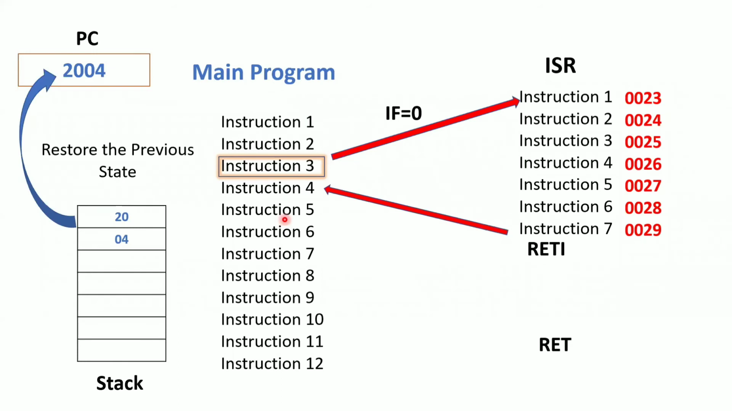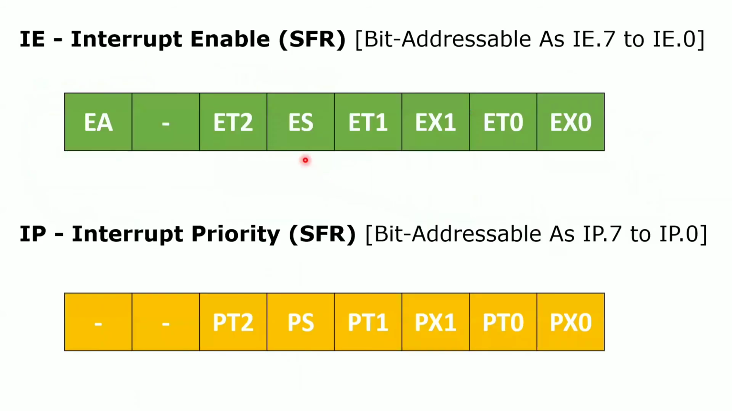Understood, right? So how will it restore the previous state? It will read the data from your stack, which is nothing but your pop. Earlier we did the push operation, and now we have done the pop operation. Now 2004 is loaded into the PC. If I load 2004 in the PC, the processor will start executing from instruction 4 onwards, because the instruction 4 address is 2004. So this is how interrupts are processed exactly.